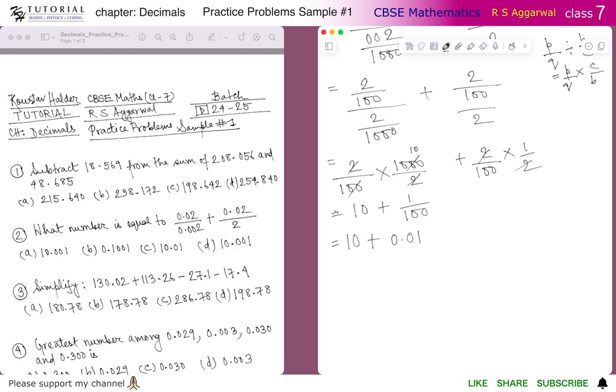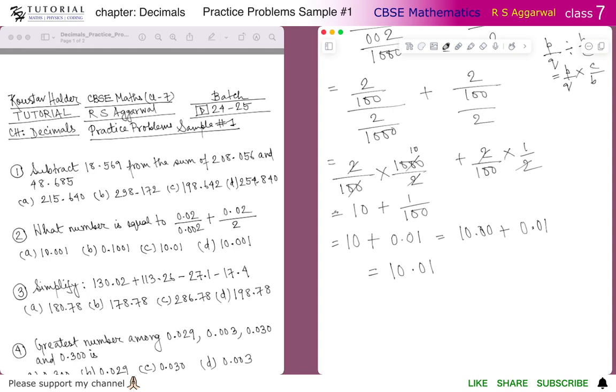You have to understand the beginning of the video where I explained how to convert a decimal fraction to a decimal. So now this becomes 10 plus 0.01, a whole number plus a decimal number. Now this 10 we can always write as 10.00 plus 0.01. So this is now basically an addition of two like decimal numbers, and the result is 10.01.